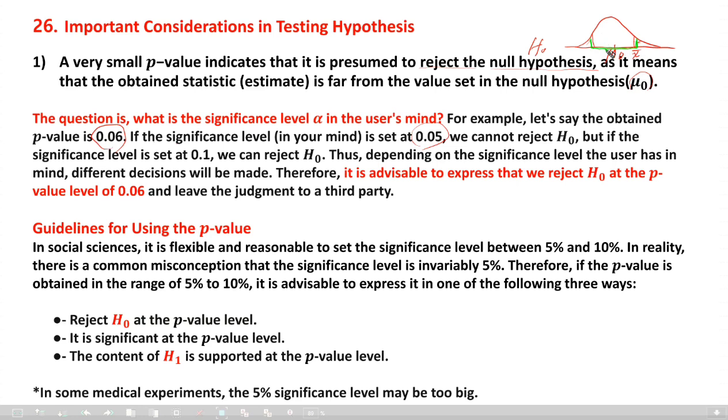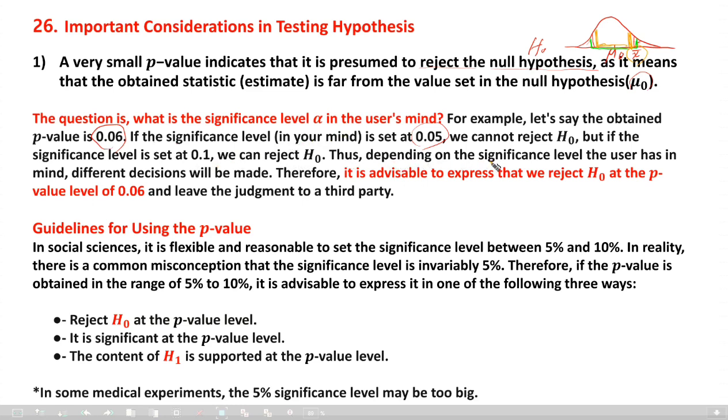But your significance level is 0.01. 0.01, that means, say, here, like this. Then your x bar, p-value is 0.06. So here, your x bar lies in the rejection region of H0. So it depends on your significance level in your mind.